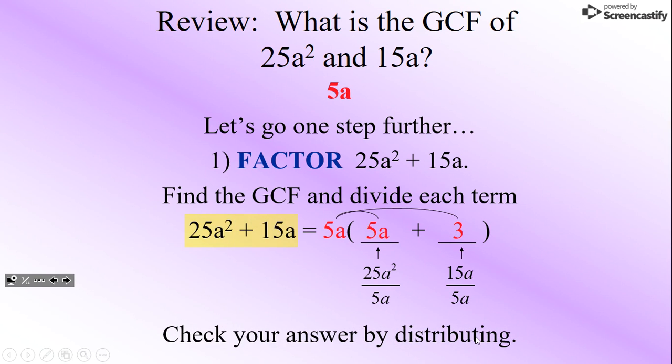You want to check your answer, you distribute. You multiply 5a times 5a and you get 25a squared. And you multiply 5a times 3 and you get 15a. So you know you did it right.